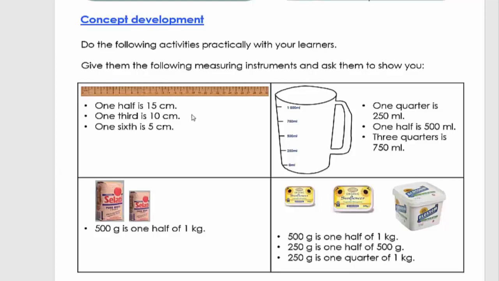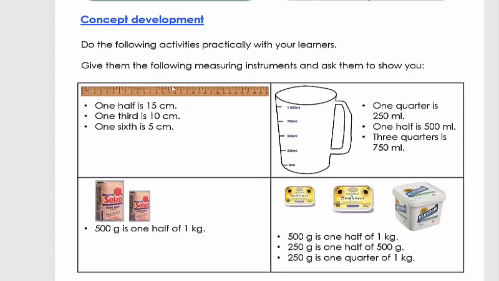So we're going to carry on with the next activity. This activity, I suggest you don't let the learner see this because we want to do it practically. So what we need is a 30 centimeter ruler, a 1 liter measuring jug. Then we need 1 kilogram of sugar, and you can also bring 500 grams of sugar. Then we're going to need 1 kilogram of margarine and 500 grams of margarine, and then we're going to ask the learners to show us the following.